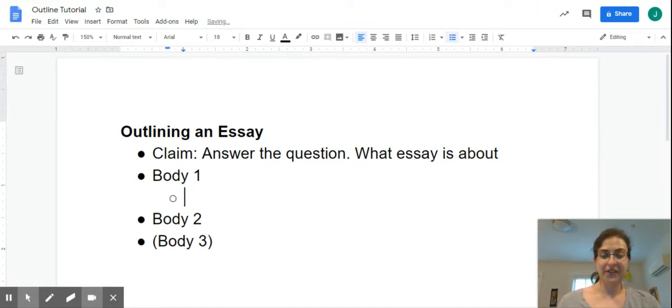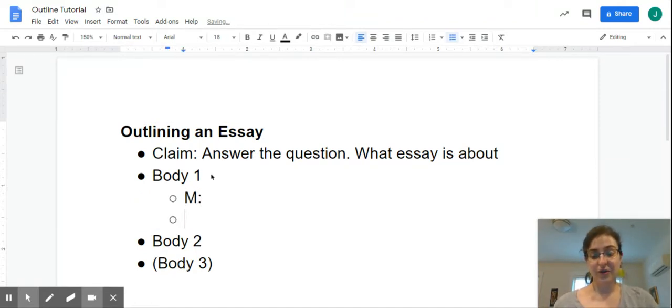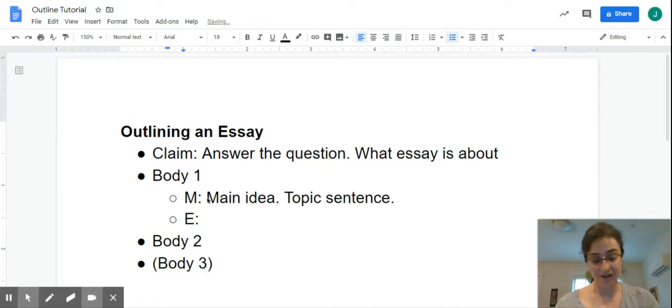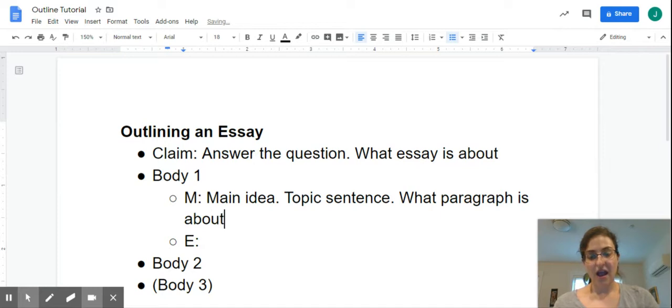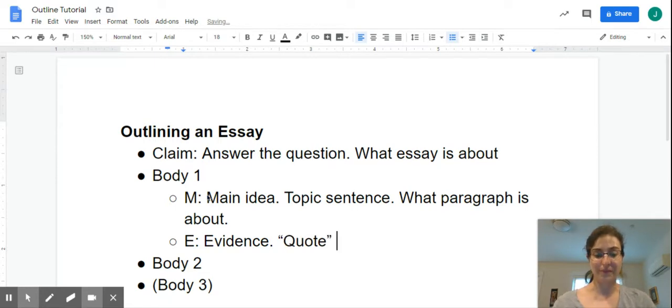Each body paragraph is going to have 2 things. You're going to have your main idea, which is your topic sentence. It is what your paragraph is going to be about. After your main idea, you then put your evidence. Your evidence should be a direct quote from the book. Don't forget your author and your page number.